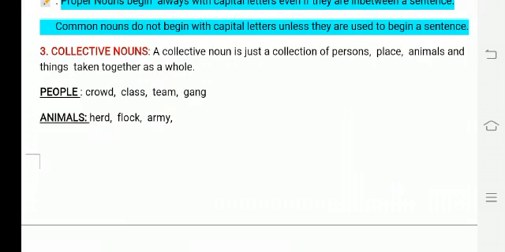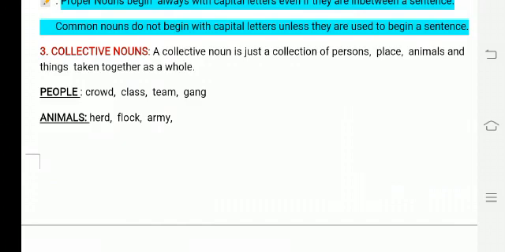A collective noun is just a collection of people, places, animals and things taken together as a whole. Let me give you some examples. A place where we keep books together, what is it called? We call it a library. For people we can say crowd, team, gang, class, etc. For animals we say herd, flock, army. For example, an army of ants.